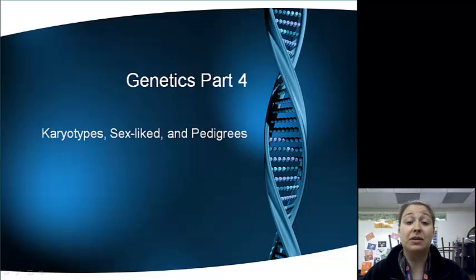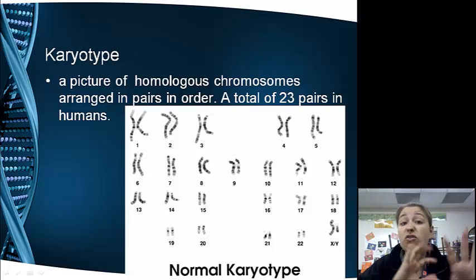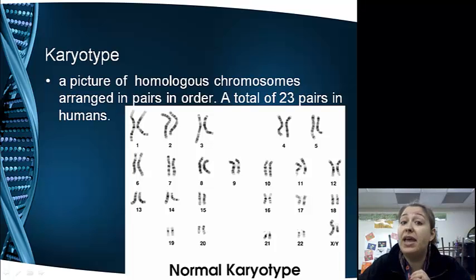Hello all, we're going to be talking about genetics part 4: karyotypes, sex linked, and pedigrees. Now what is a karyotype? A karyotype is a picture of all of the chromosomes. Typically we take a picture of them and then we maneuver them around and line them up into pairs.